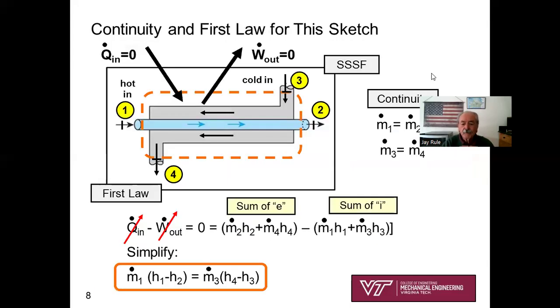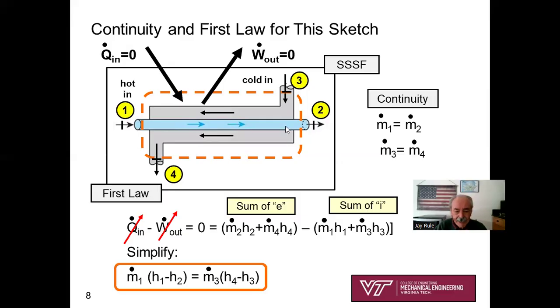Let's draw a full-fledged thermodynamic model sketch for your problem. And here's my dashed line control surface. If I draw my control surface around this whole sketch, you do see that I've got 2 inlets and 2 outlets. Also showing Q dot in, I'm showing an arrow, but I'm making it equal to 0. And W dot out, I'm showing an arrow, but I'm making it equal to 0.